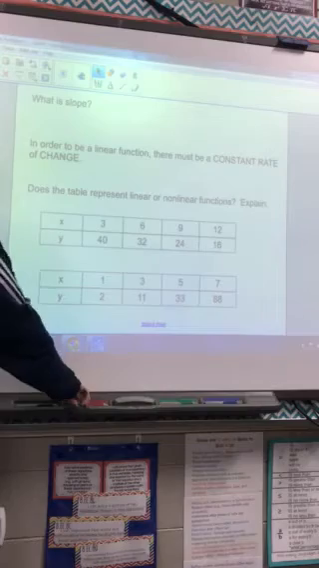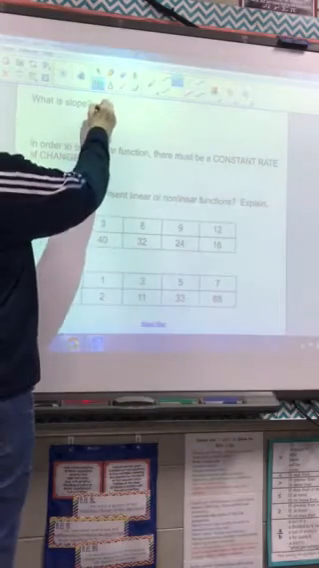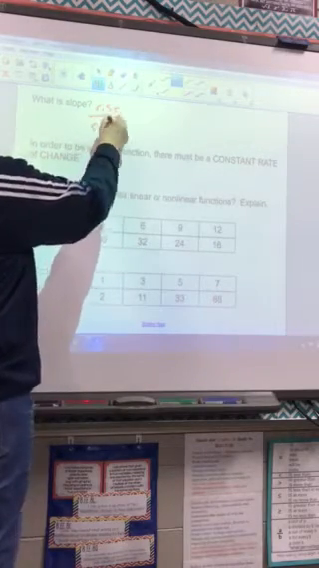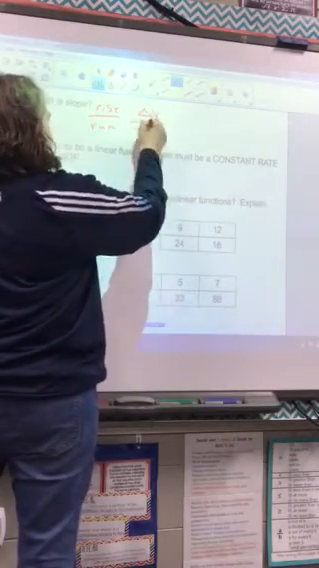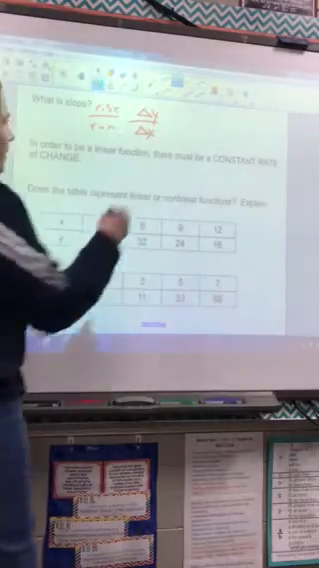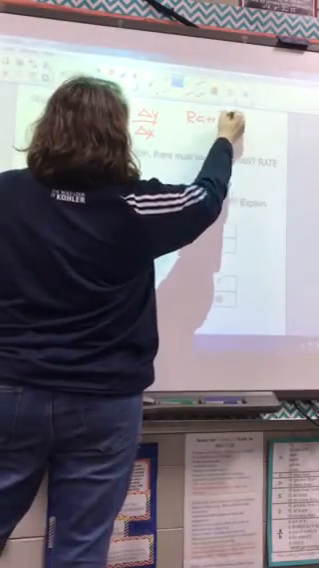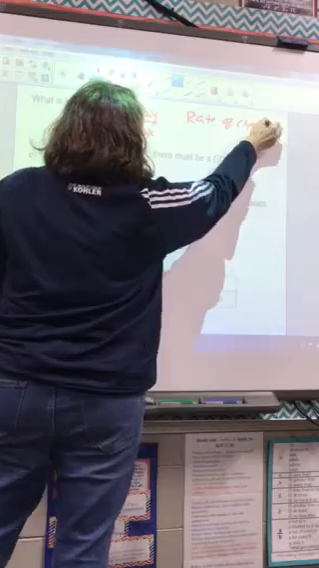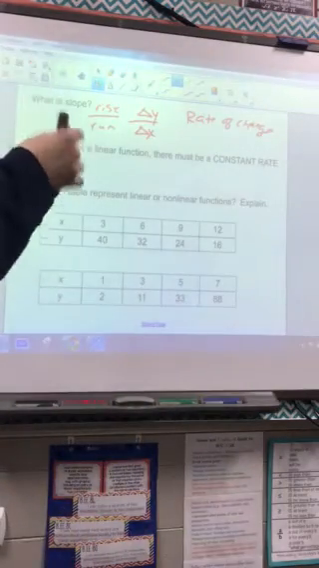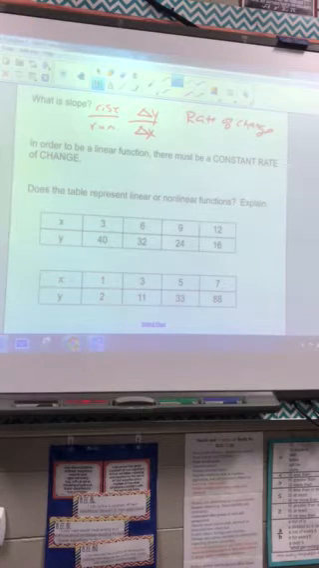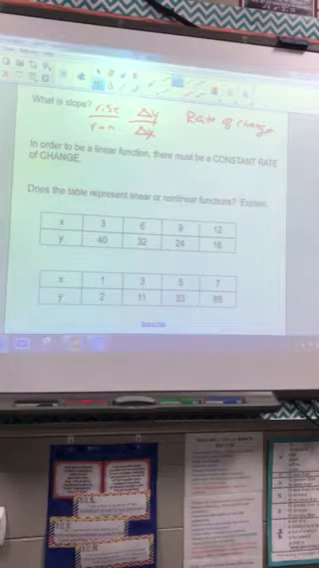What is slope? Slope is rise over run. Okay, what else is slope? It's the change in y over change in x. What else is slope? It is the rate of change. It's the rate something is changing, the dependent variable, how it changes in relation to the independent variable. In order to be a linear function, there must be a constant rate of change. To be a line, it has to be a constant rate of change because your constant rate of change is slope.